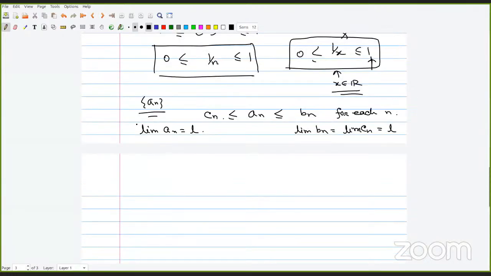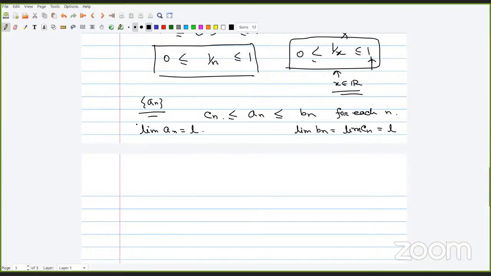Actually, sir, the problem I face is that in the problem, an is given, and since I am unable to calculate the limiting value of an, I am trying to take help with the bn boundary and cn boundary. But deriving that sequence is difficult, sir. I mean, that has to come from your intuition. There is no way to find bn and cn.